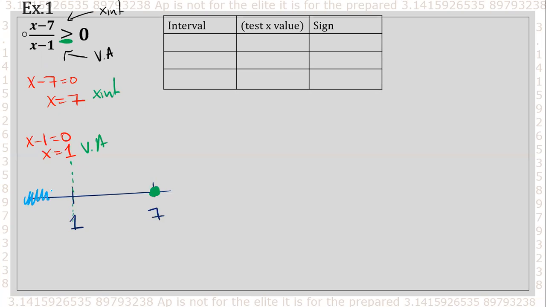So right here, all the way to the left of 1 is going to be negative infinity, right? All the way to 1. Can I put a bracket? Even though this has a bar, I cannot, because it's a vertical asymptote at 1.